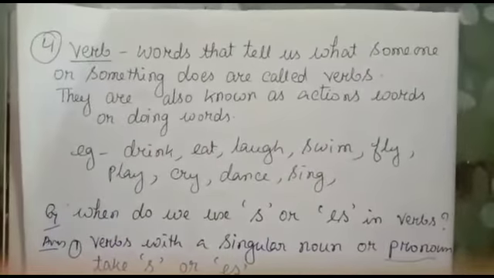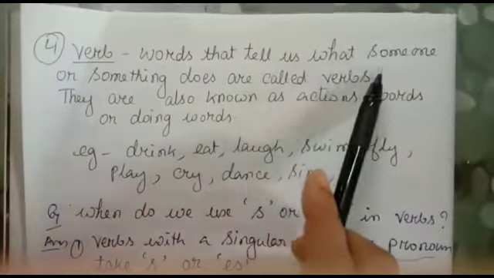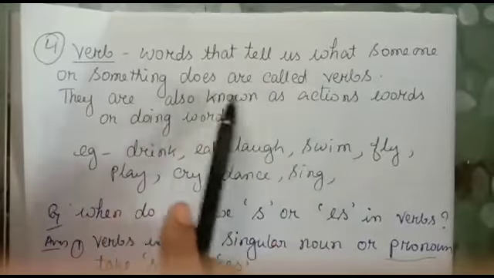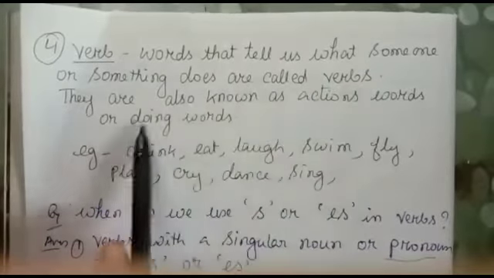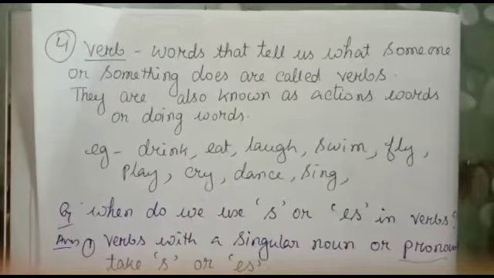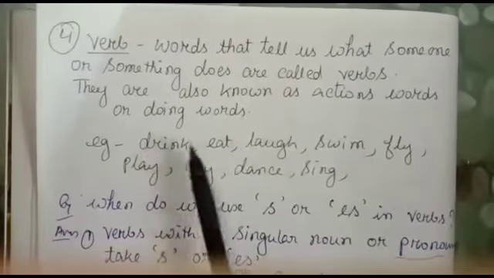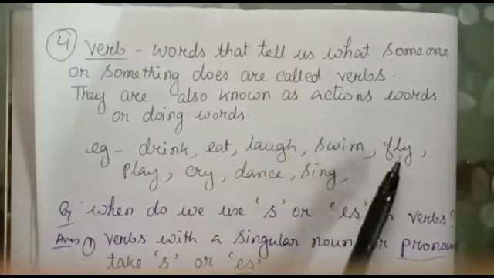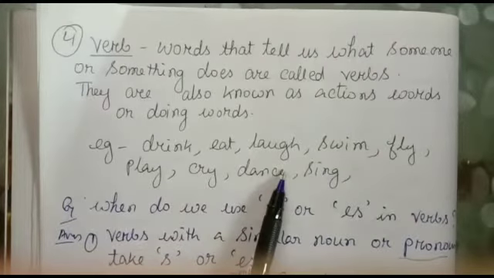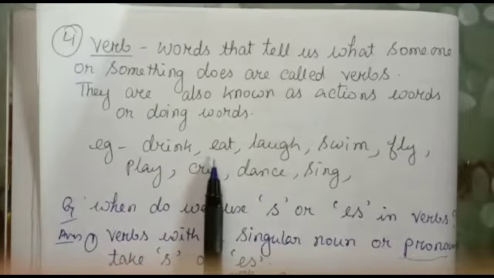Next, you see verbs. Now we will discuss verbs. Words that tell us what someone or something does are called verbs. They are also known as action words or doing words. All action or doing words are verbs. Drink, eat, laugh, swim, fly, play, cry, dance, sing. These are verbs.